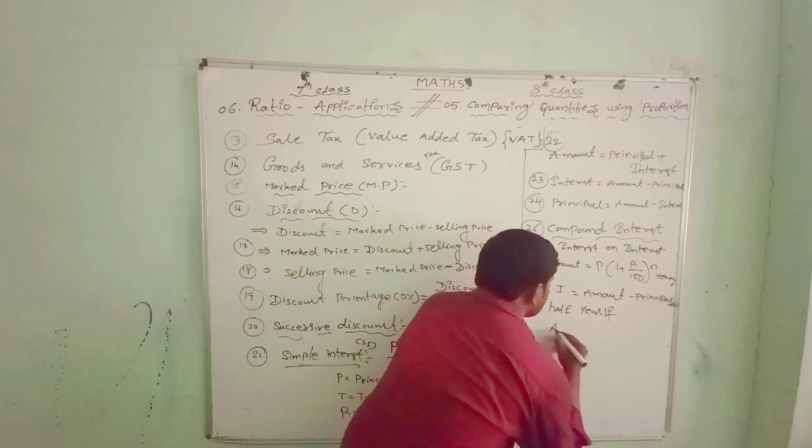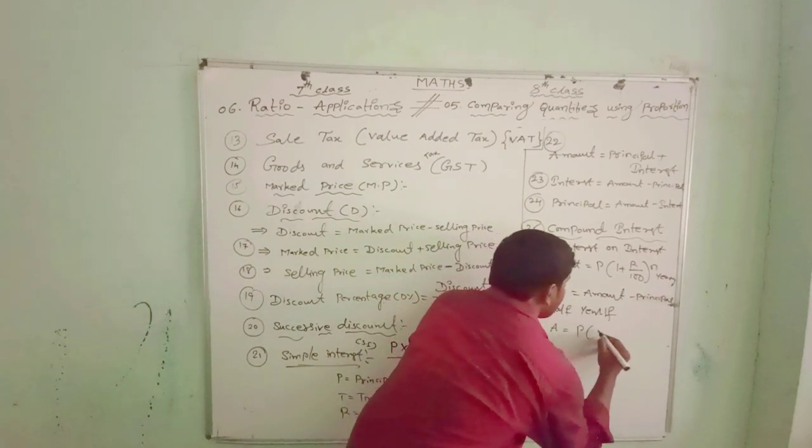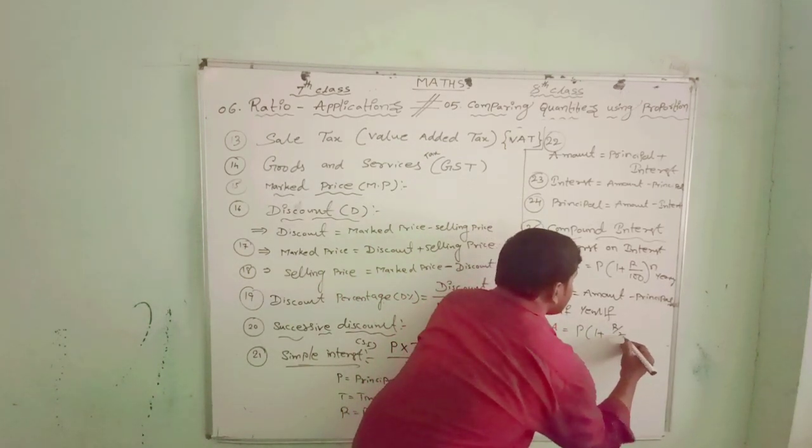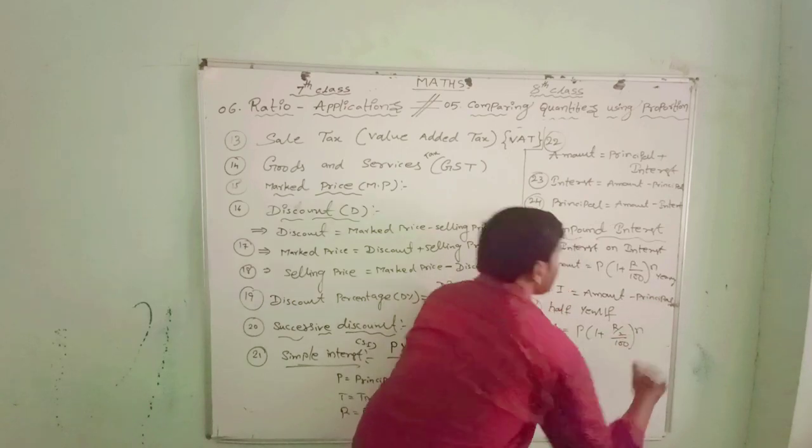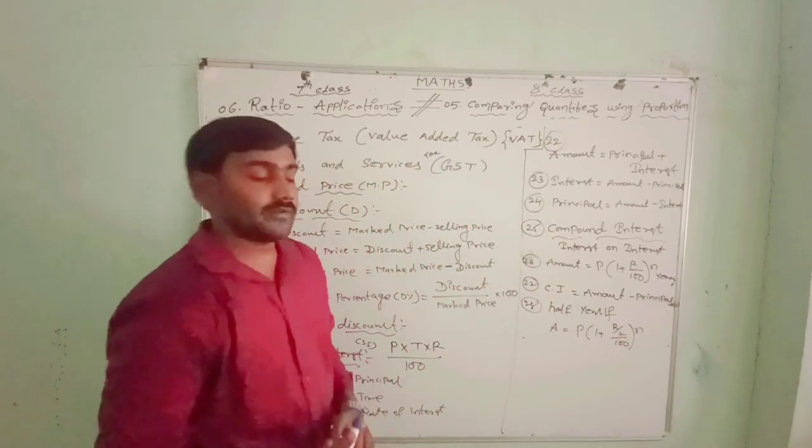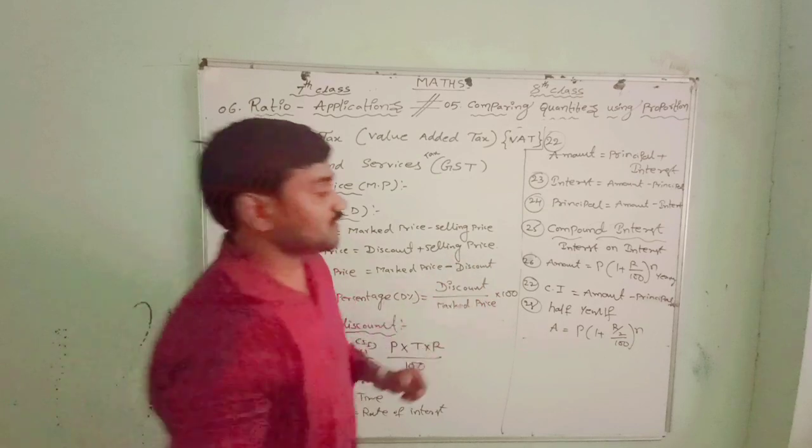The formula for compound interest for half yearly, in the amount formula, is P(1 + (R/2)/100)^n. R by 2, the rate of interest, becomes half.